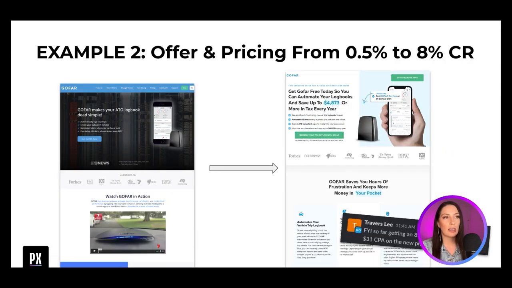Another example here is we changed the offer and the pricing. And this took the client from a 0.5% conversion rate on purchase to 8% cold traffic Facebook, right? And again, we didn't just sit there and think, this could be cute. We came up with hypotheses, we researched, we spoke to customers, we surveyed, we researched the market, and that's how we came up with good test ideas.